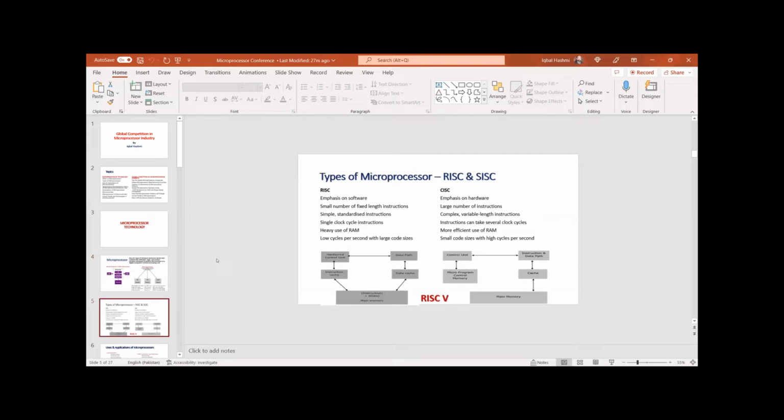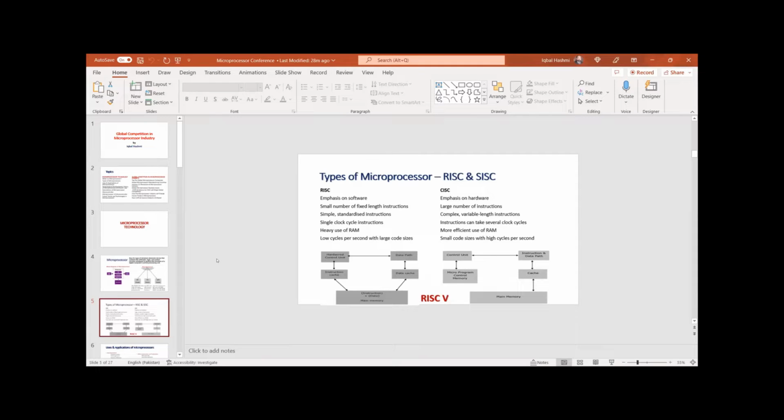There is a difference between the types of microprocessor, RISC and CISC. The basic emphasis of RISC is on software, and the basic emphasis of CISC is on hardware. In RISC, you can process a small number of fixed-length instructions in a single cycle, whereas in CISC, you can process a large number of instructions, but it may need more than one cycle. And RISC makes heavy usage of RAM, whereas CISC is more efficient in the usage of RAM.